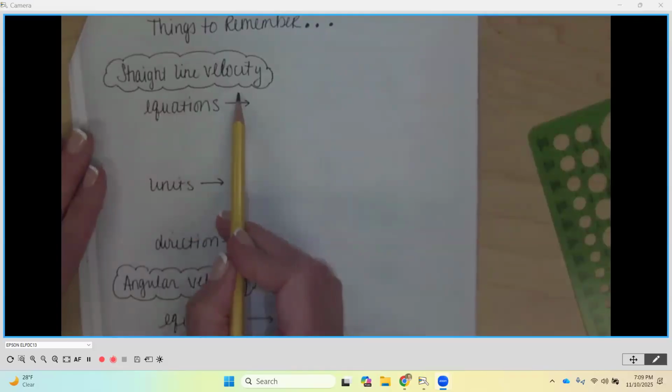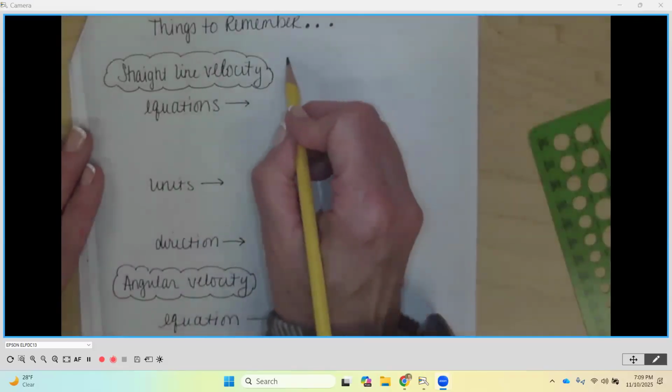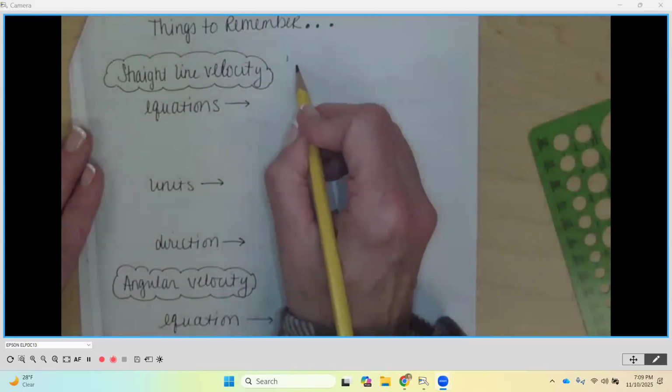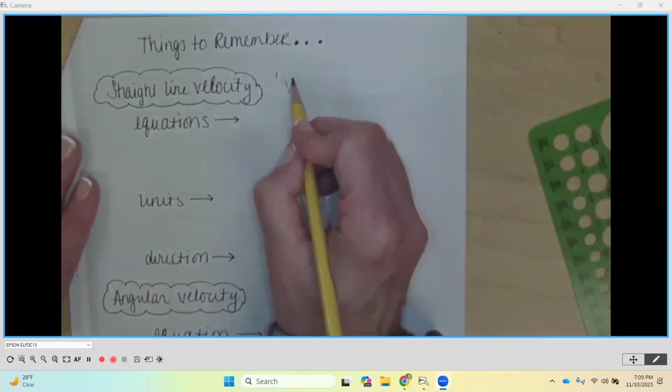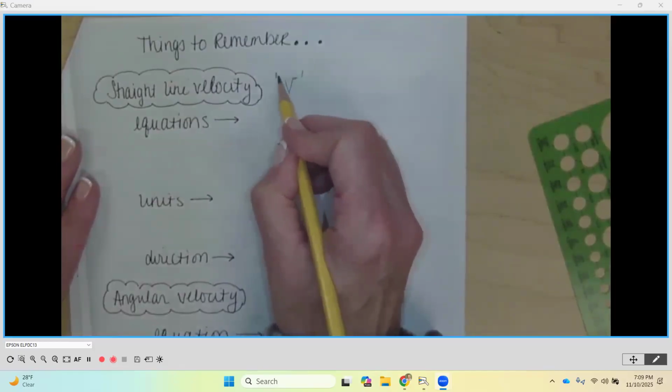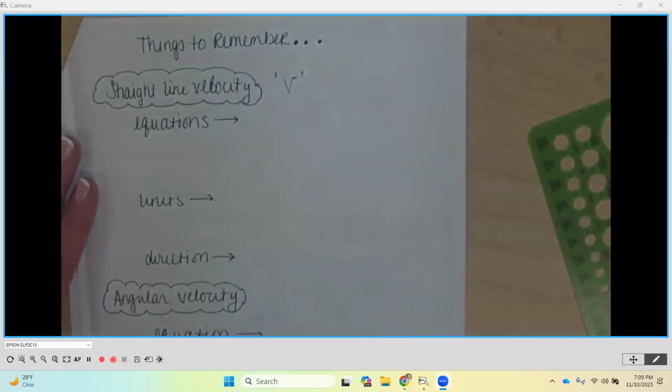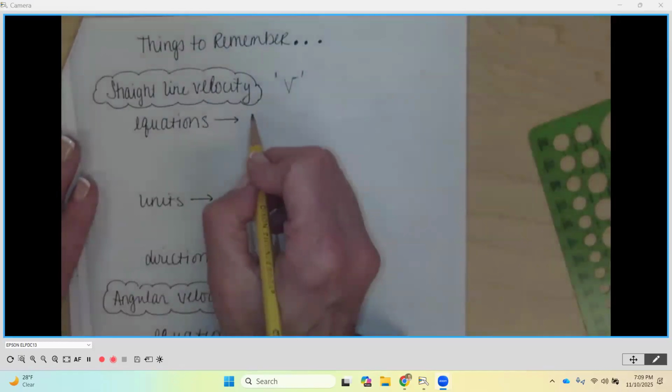Straight line velocity. What is the variable for straight line velocity? I'm going to put that up here. It's the V, yeah, it's the V. Looks like this, right? That's the straight line velocity. That's going to be what we see for that. So the equations for straight line velocity, there's two of them.